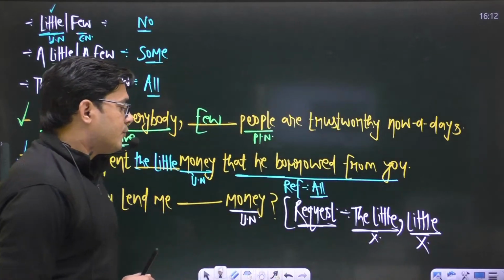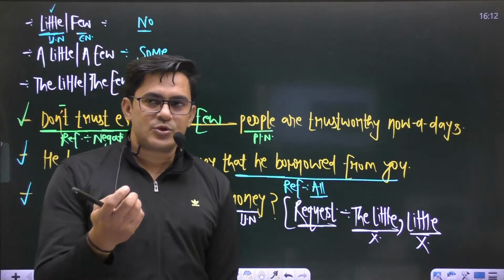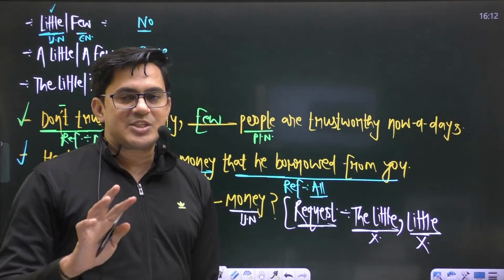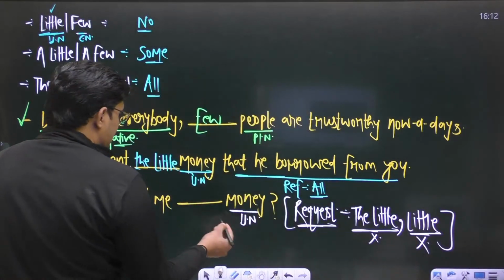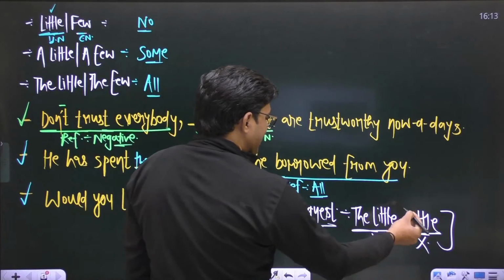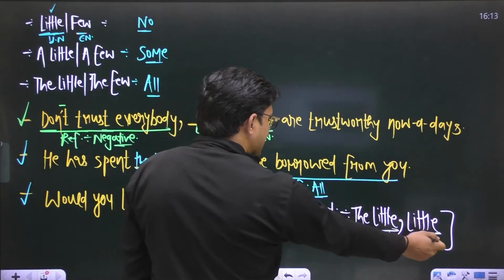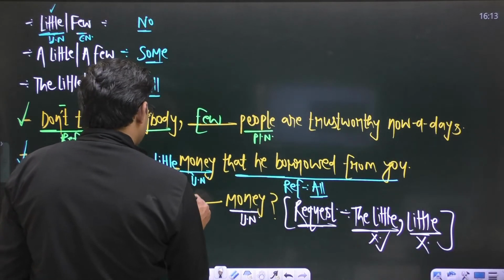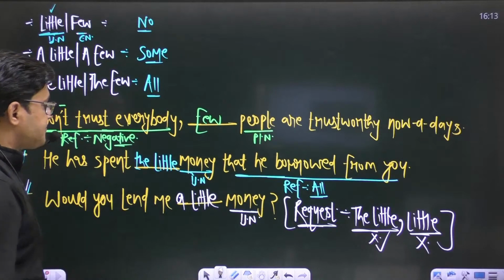The reason behind this is that whenever you need some money, it means you need at least something to be there. So both will be wrong. We can't say "would you lend me all the money that you have", and "little" will be useless. So in this sentence, "would you lend me a little money", "a little" will be the right answer.